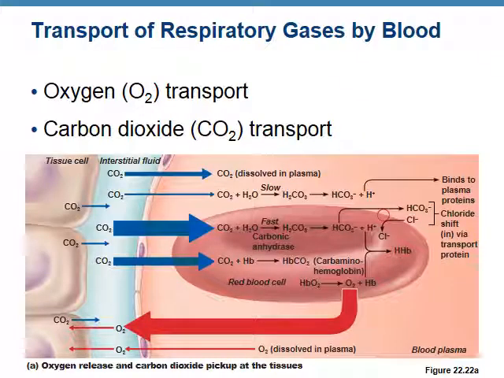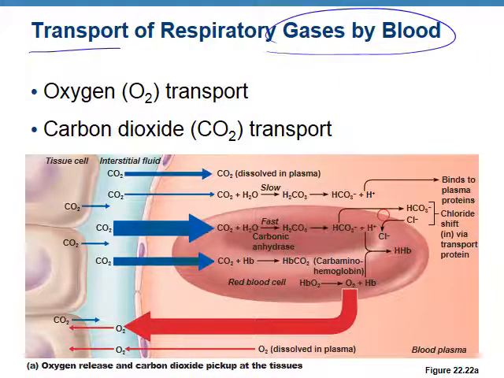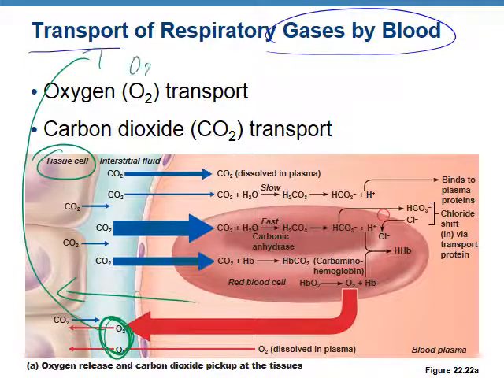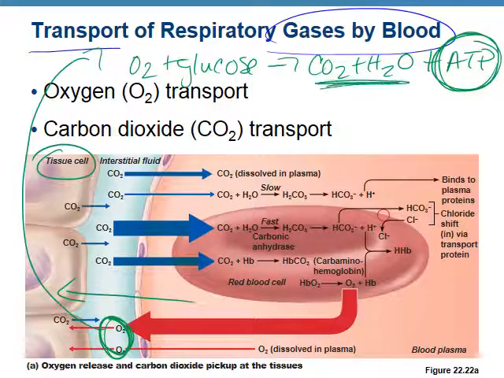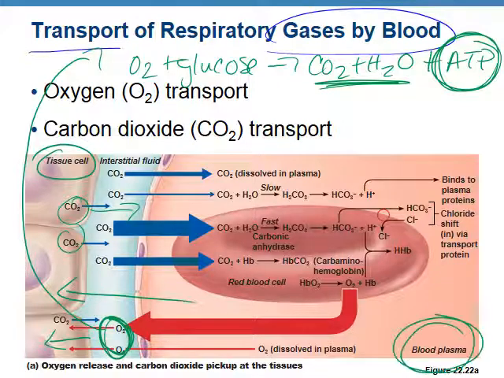Next concept that we need to understand is the transport of respiratory gases. I'm going to switch to green here. So we know oxygen is going to go into the cells, right? Because what are the cells going to do with oxygen? They're going to take it, combine it with glucose, and they're going to make carbon dioxide, water, and ATP. ATP is the real goal. These are kind of the byproducts, right? So we can see here, oxygen is going to go into this tissue, and what's going to come out? CO2.